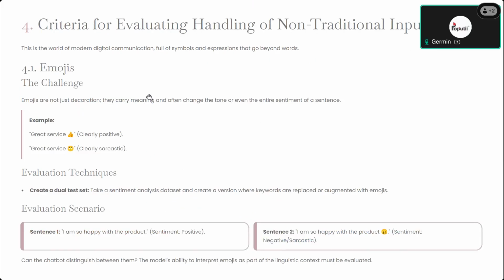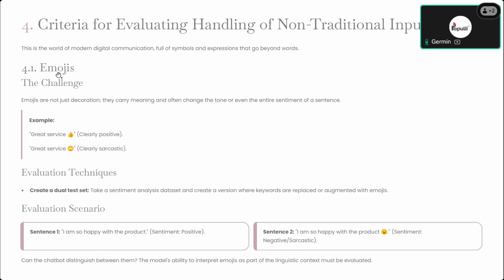So now we are stepping into a new dimension, the world of modern digital communication, where people don't just use words, they use symbols, emojis, and expressions to add emotion, humor, and even sarcasm. The non-traditional inputs are a big part of how we communicate today, and they create unique challenges for chatbots.